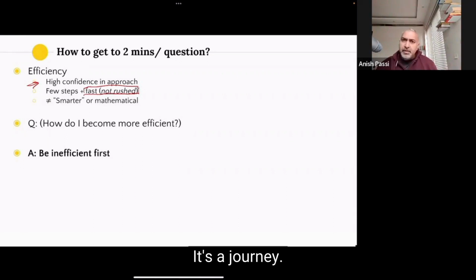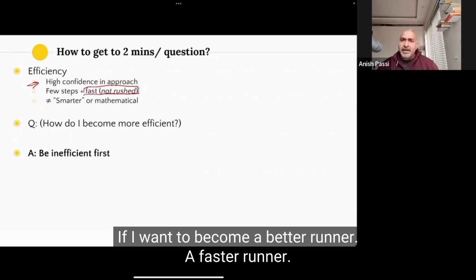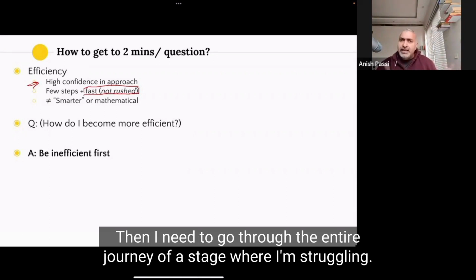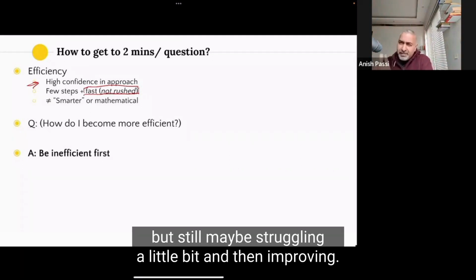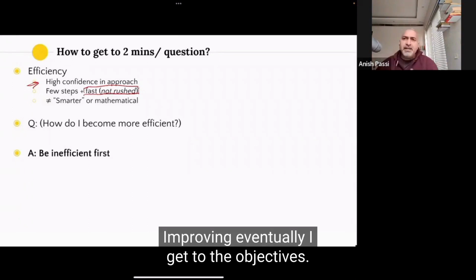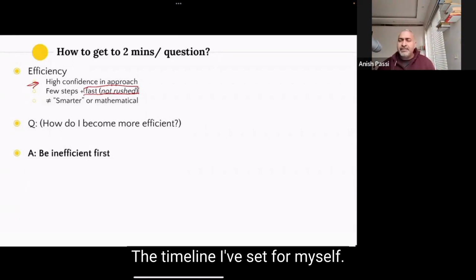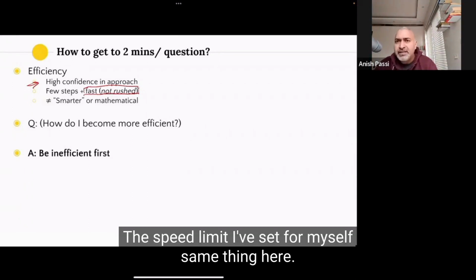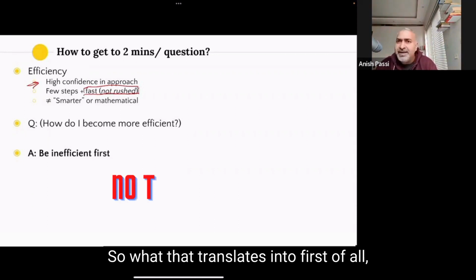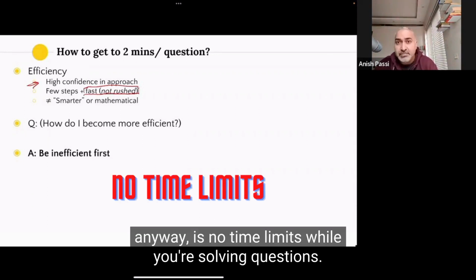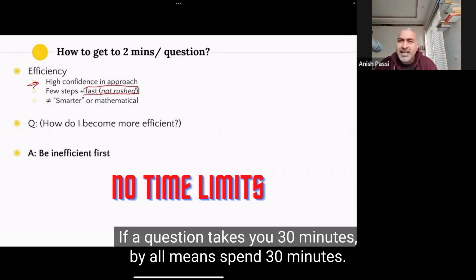It's a journey. If I want to build stamina, if I want to become a better, faster runner, then I need to go through the entire journey of a stage where I'm struggling, then struggling a bit less, and then improving, but still maybe struggling a little bit, and then improving. Eventually, I get to the objectives, the timeline I've set for myself, the speed limit I've set for myself. Same thing here. We need to be inefficient first. So what that translates into, first of all, is no time limits while you're solving questions. No time limits. If a question takes you 30 minutes, by all means, spend 30 minutes.